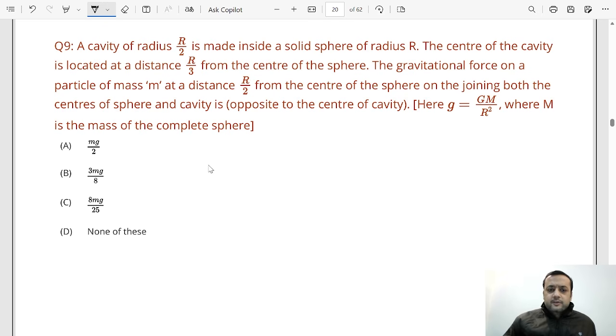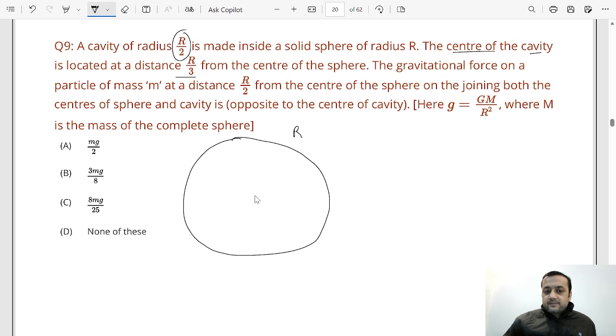Look, there's a solid sphere of radius r. Okay, so let's make a solid sphere of radius r first. Okay, this is a solid sphere of radius r. Now there's a cavity which is of radius r by 2 which has been made. The center of the cavity is located at a distance of r by 3 from the center of the sphere. So basically if you call this the center of the sphere, the cavity will be somewhat like this, and here will be the center of the cavity, and this distance is given as r by 3. Look, this distance is r by 3 and the radius of the cavity is r by 2. That means this is r by 2.